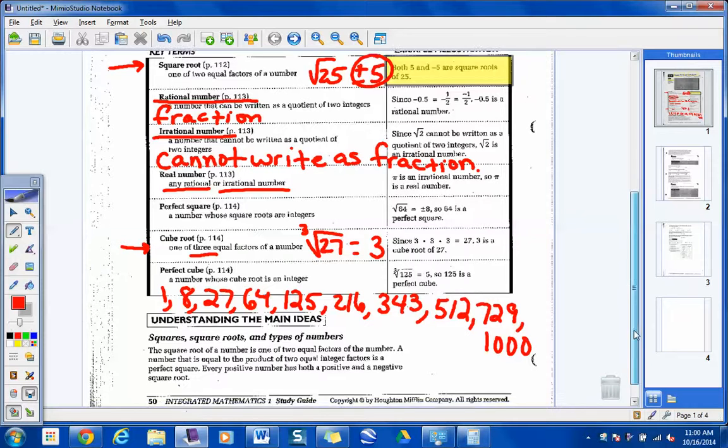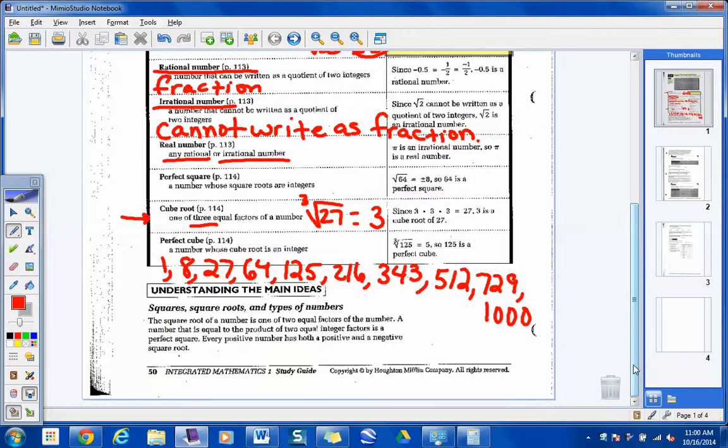Down at the bottom right here, it says square roots and types of numbers. It says the square root of a number is one of 2 equal factors of the number. It says a number that is equal to the product of 2 equal integers or equal integer factors is a perfect square. Every positive number has both a positive and a negative square root. We kind of talked about this already. Don't read too much into this. We'll look at some examples to make sense of this. Questions about the terms, first of all, gang.